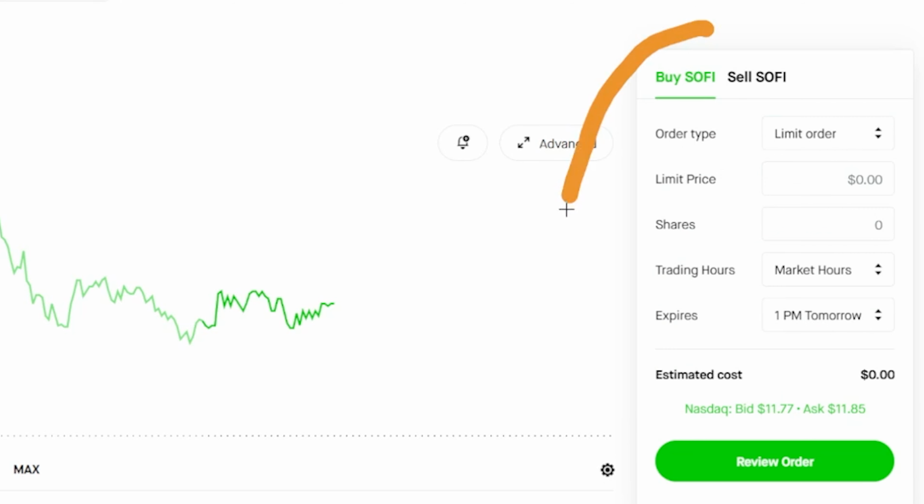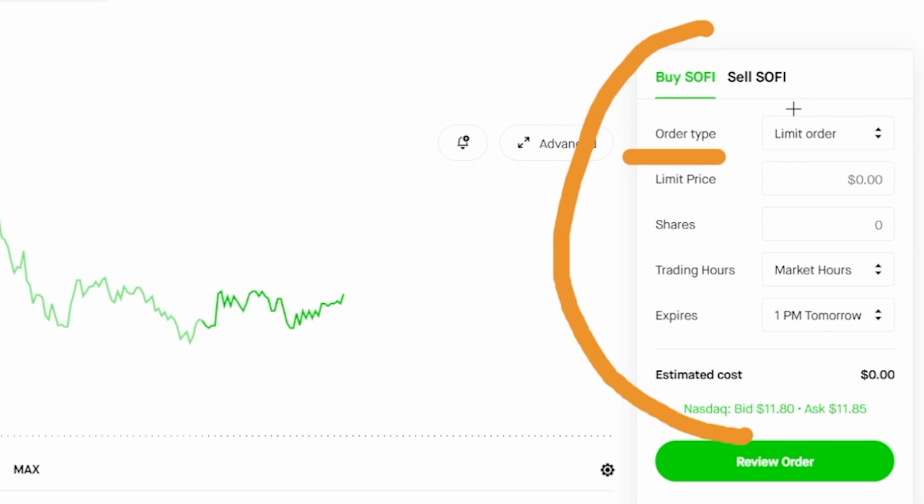Now, next up here is going to be a limit order. We went ahead and switched over the order type to that limit. Now, a limit order gives you more control over the price at which your trade will be executed. When you place a limit order to buy, you specify a maximum price that you're willing to pay. Your order will only be filled if the stock price reaches or goes below the limit price. And then when you place a limit order to sell, you specify the minimum price you are willing to accept. Your order will only be filled if the stock price reaches or goes above your limit price.